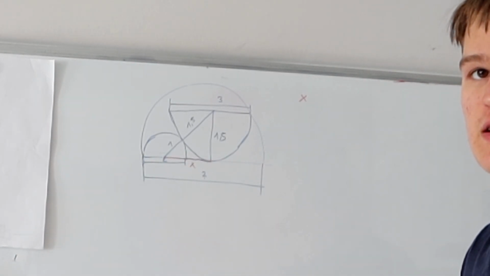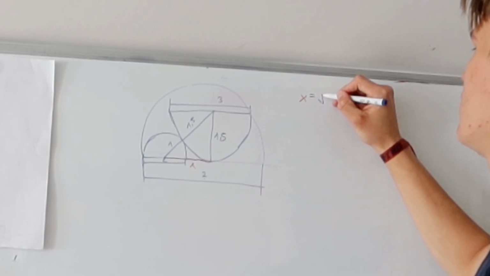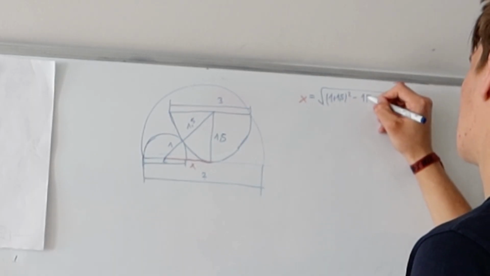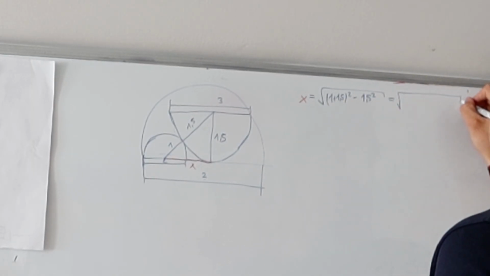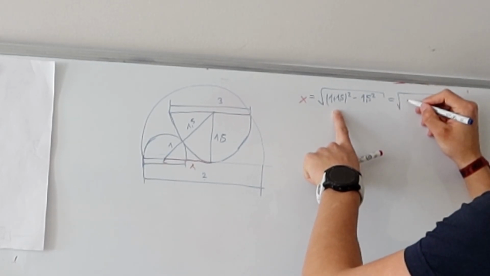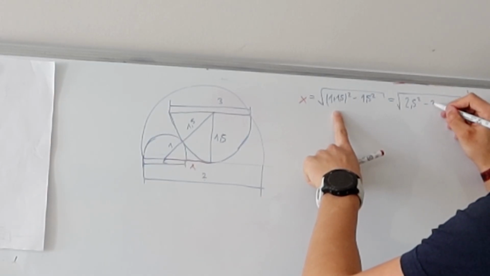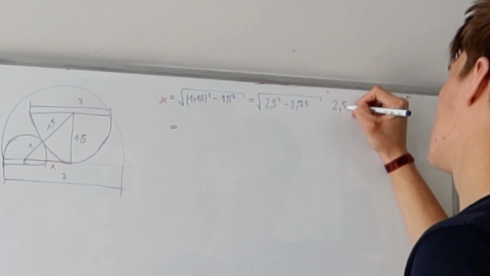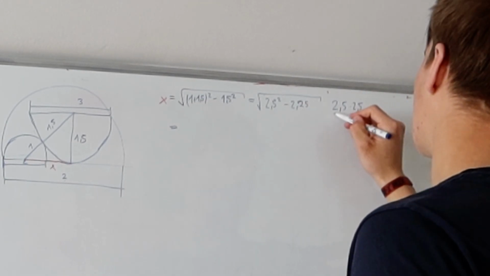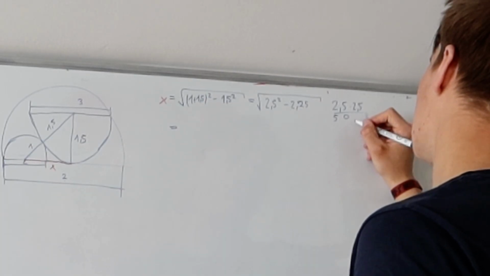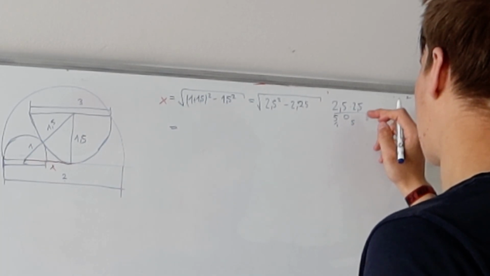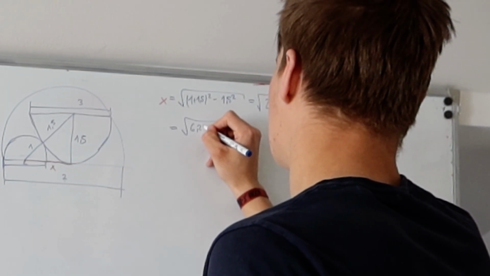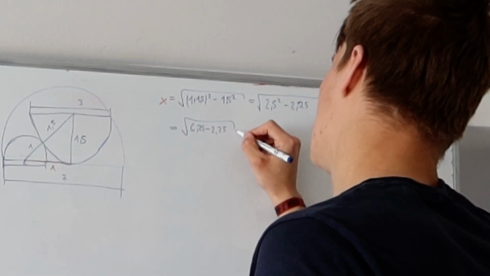I can already, I think, skip ahead a little bit. We can say that x is equal to square root of 1 plus 1.5 squared minus 1.5 squared, right? So this is just square root of 2.5 squared minus 2.25, right? 2.5 times 2.5 is equal to 6.25. So we have 6.25 minus 2.25, which is square root of 4, which is 2.